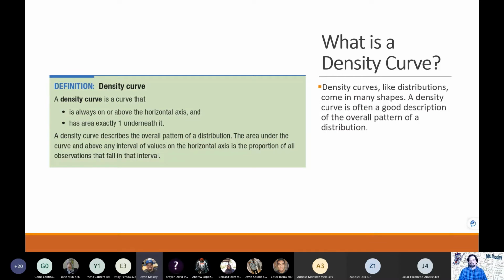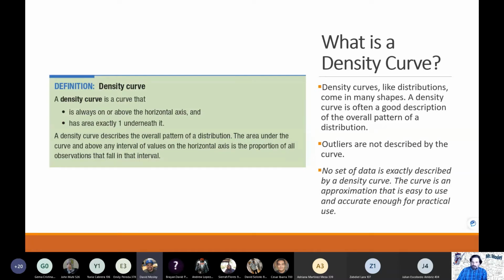Density curves, like distributions, come in many shapes. A density curve is often a good description of the overall pattern of a distribution. Outliers are not described by the curve. So our density curves don't really exhibit the outliers. No set of data is exactly described by a density curve. The curve is an approximation that is easy to use and accurate enough for practical use.